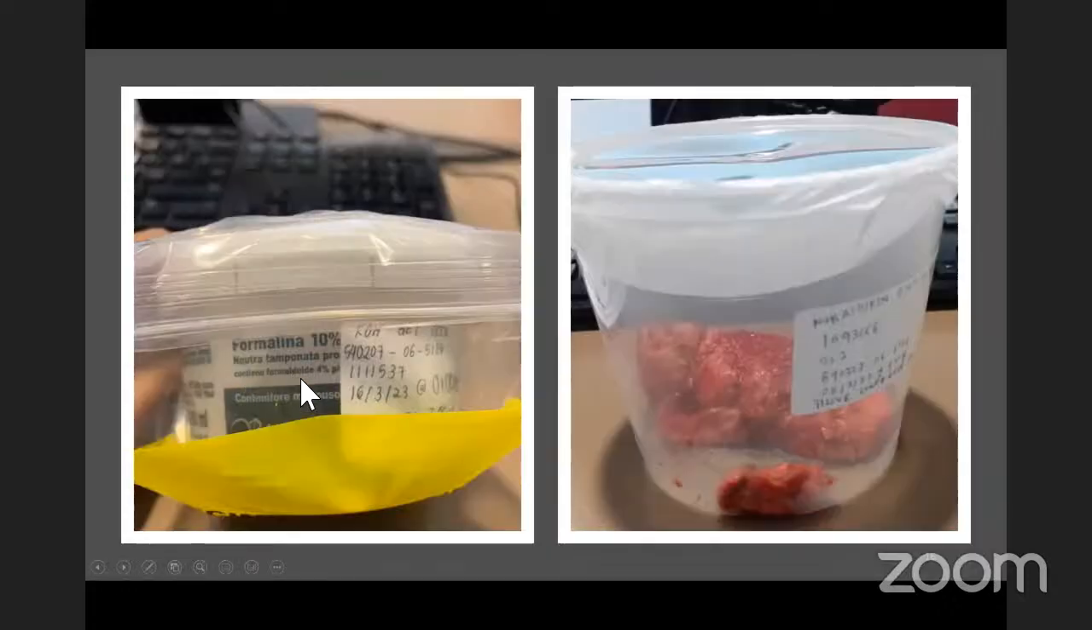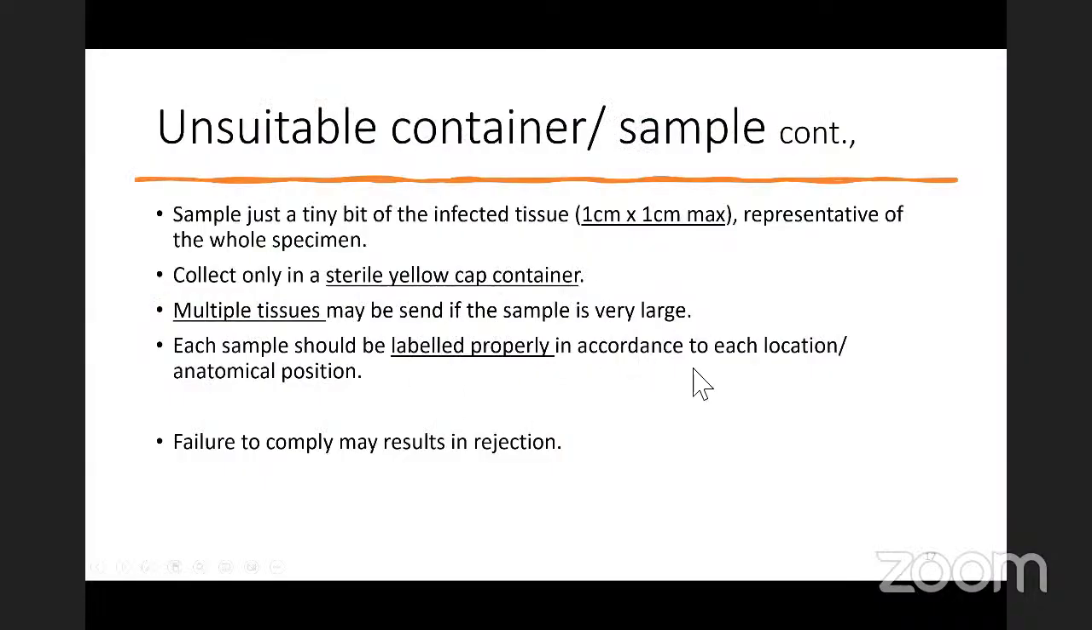This is an example of a sample that we receive in a histology container. This one is a very large sample. So we really need help from the doctors in charge to sample just a tiny bit of the infected tissue, maximum 1 cm by 1 cm, representative of the whole specimen, and put it in a sterile yellow cap container. If the sample is very large, you may send multiple tissues, but each tissue needs to be labeled properly in accordance with its location and anatomical position. Failure to comply may result in rejection.